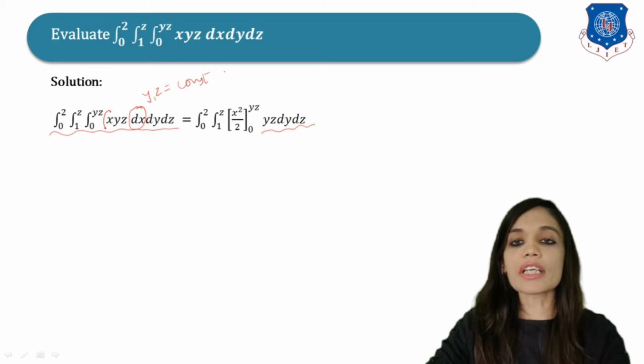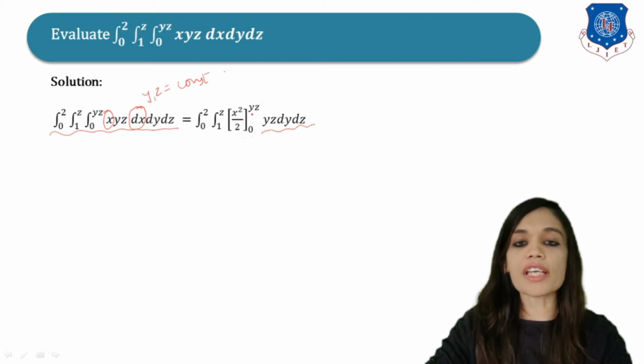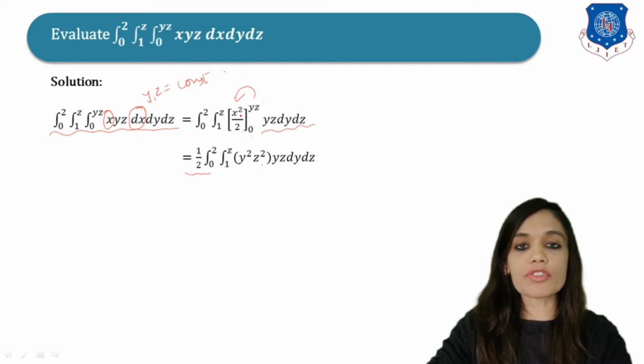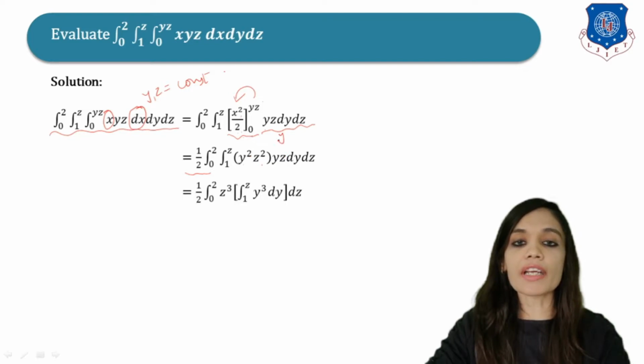And our integration of x will be x square by 2, and your limits are 0 to yz. Now we will put the limit in place of x. So we will get y square z square, and we take out this 1 upon 2 outside. If you put 0 in place of x, then the whole term will become 0. Now we simplify this, and we get y cube z cube.